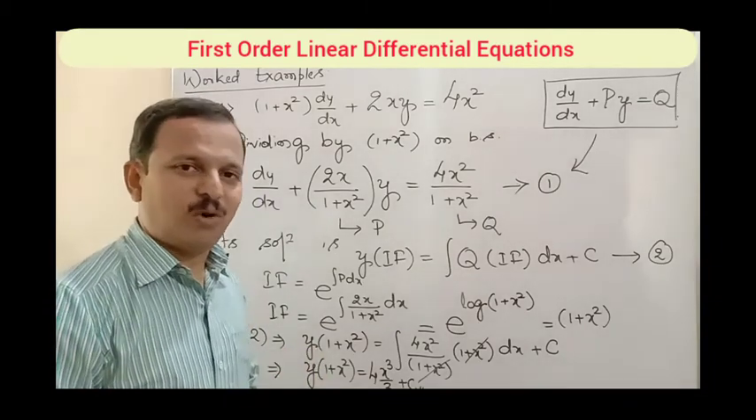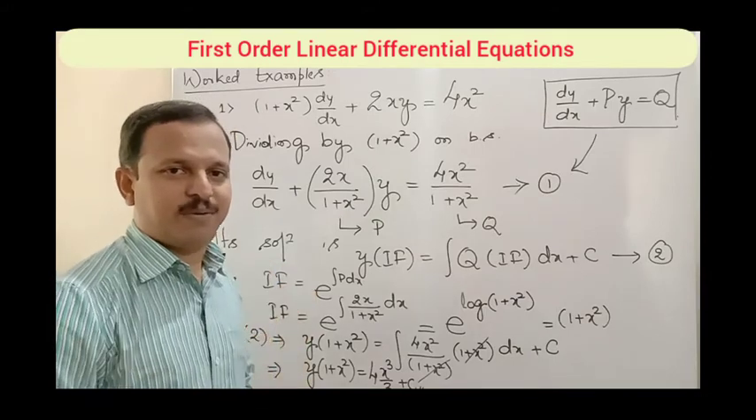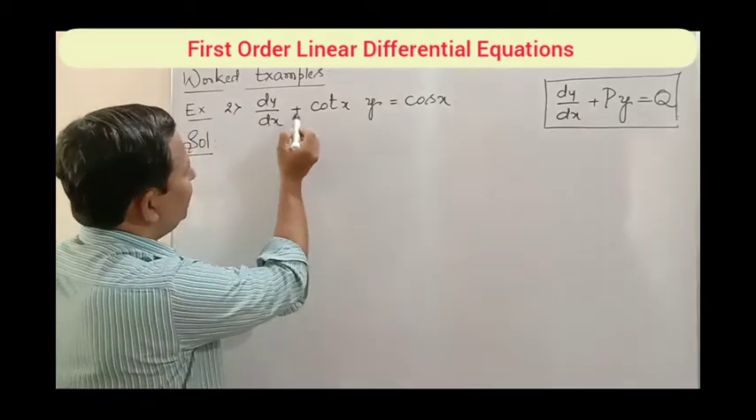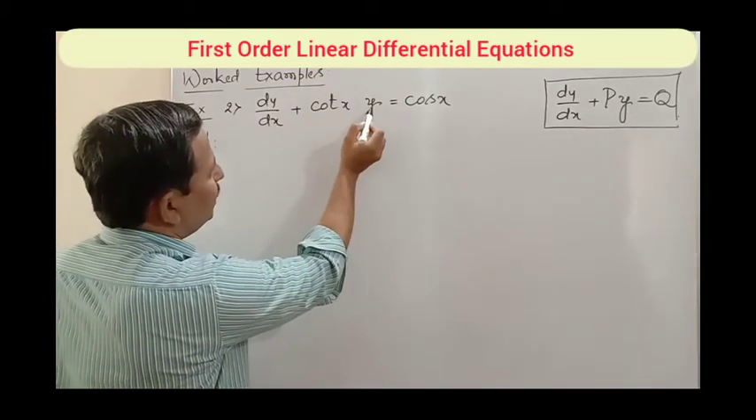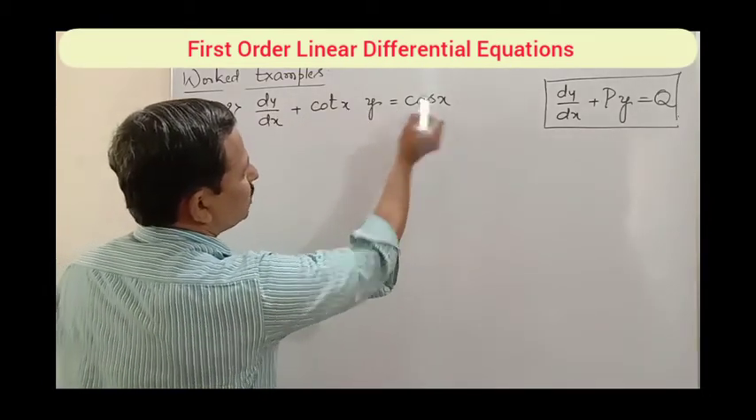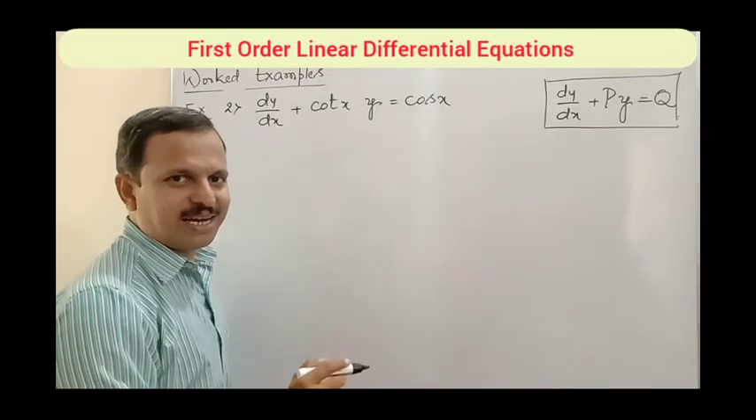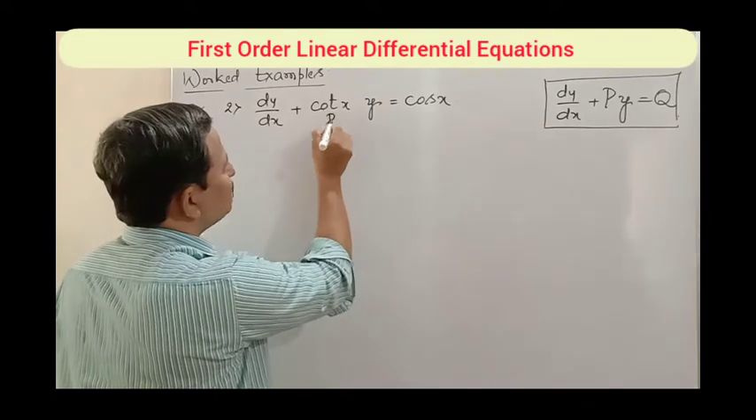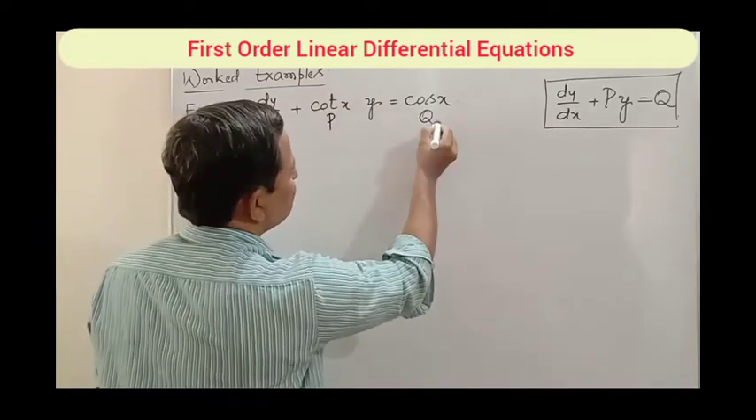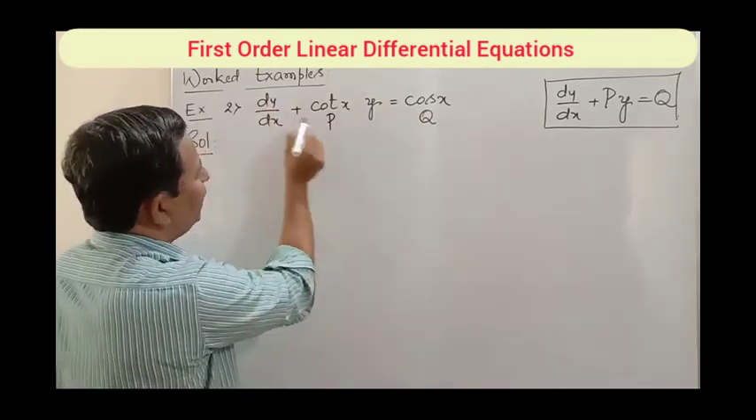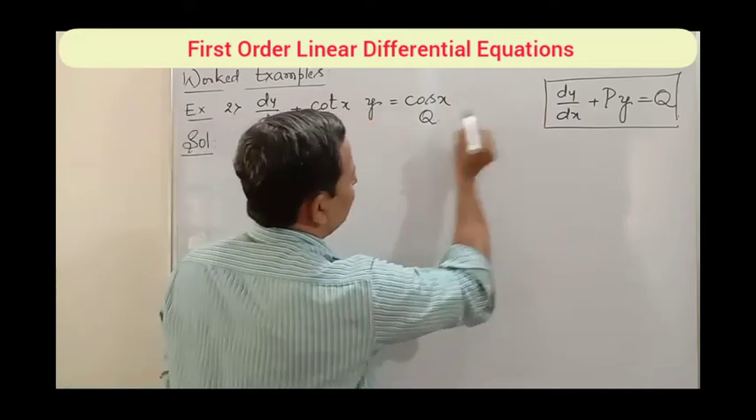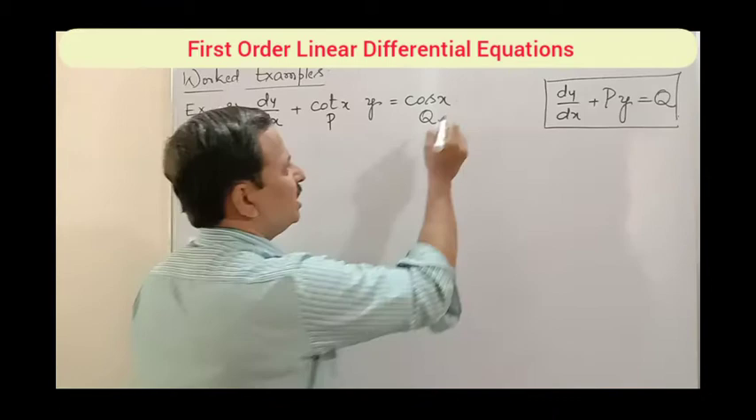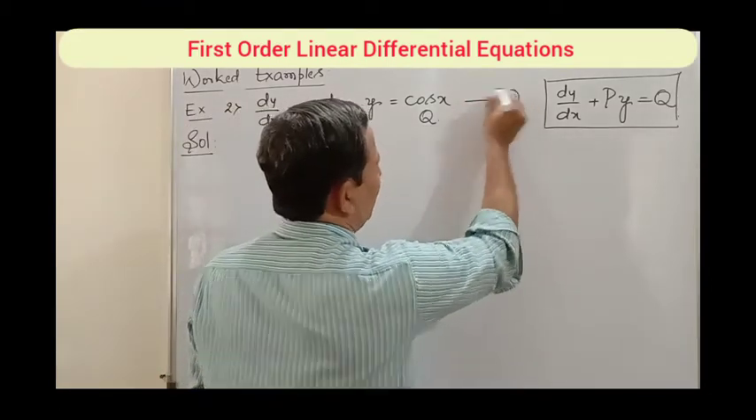Let us consider one more example on this particular type. Let us consider the second example. dy by dx plus cot x into y equals cos x. So it is in the standard format directly. Here P is this quantity, Q is this quantity, so it is just like dy by dx plus Py equal to Q. That is the linear first order differential equation. So let us call it equation number 1.